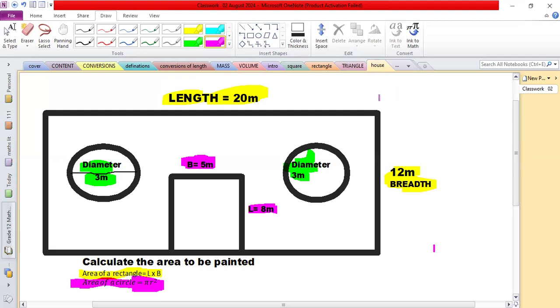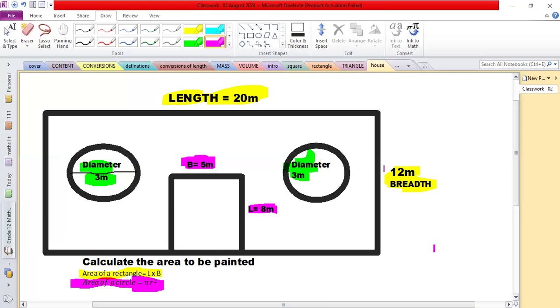8 times 5. I believe these are the dimensions of a door. 40. Area of a circle is equal to 3,142 times 1,5, 1,5, okay. Diameter 20 meter times 12, 240, 240 minus 47 is equal to 192,94, okay. And this one says equal to 192,930. I see how you worked it.